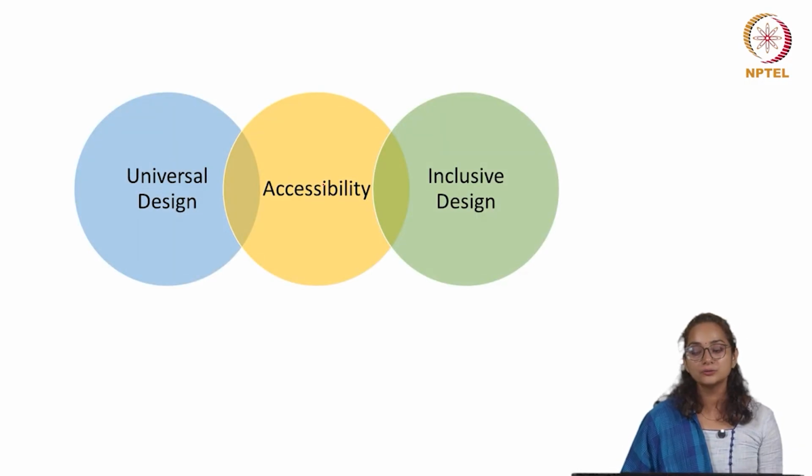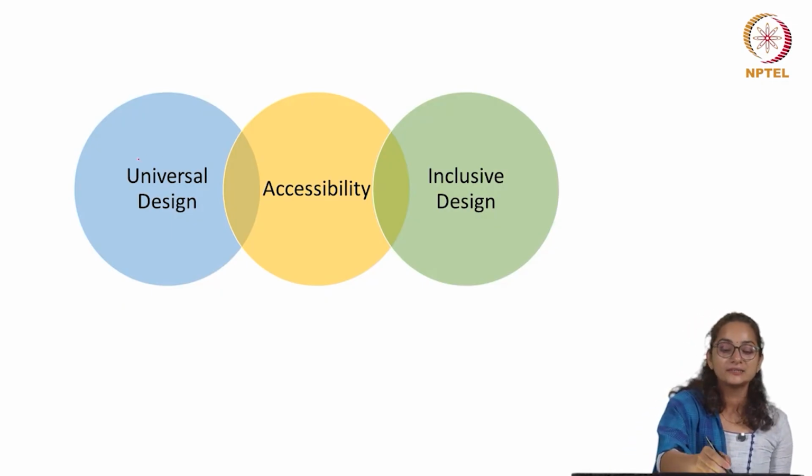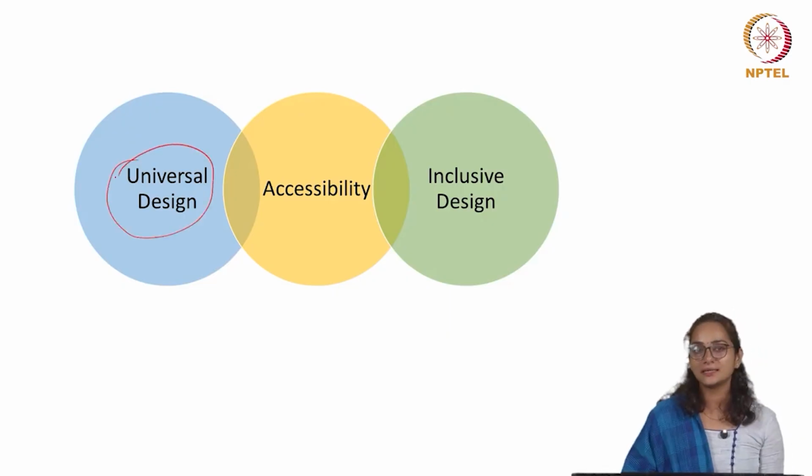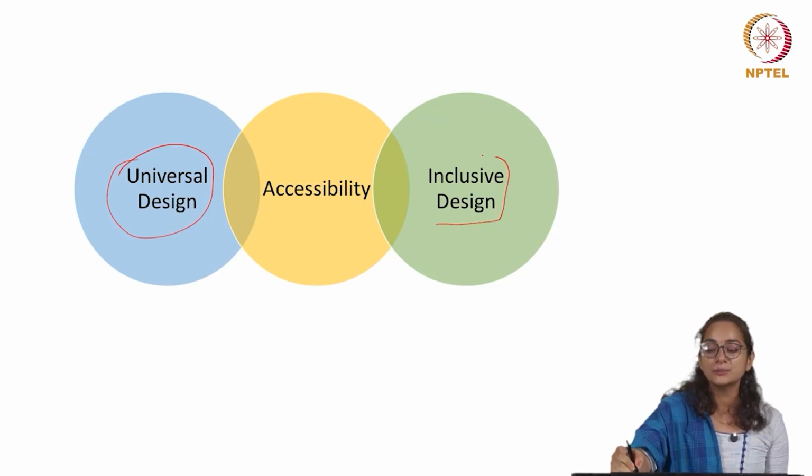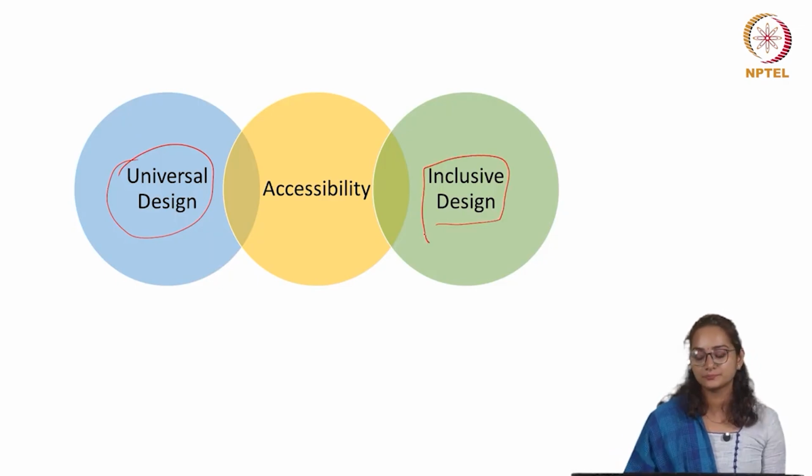Now moving on to another set of commonly used terms. I think we discussed the term universal design in our opening lecture, where architect Ronald Mace coined this term in the 1960s. And we will also introduce the term inclusive design. We have already spoken about the word accessibility and the differences and similarities between these terminologies.